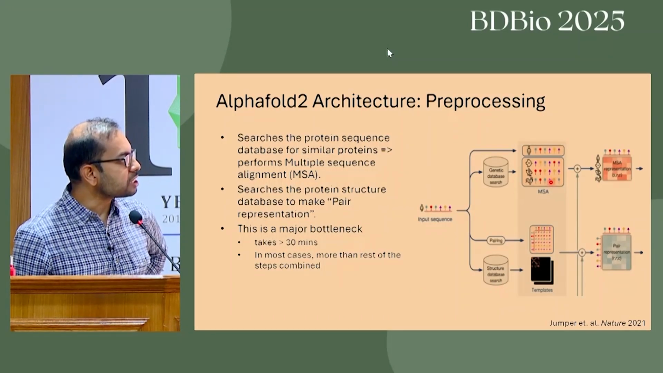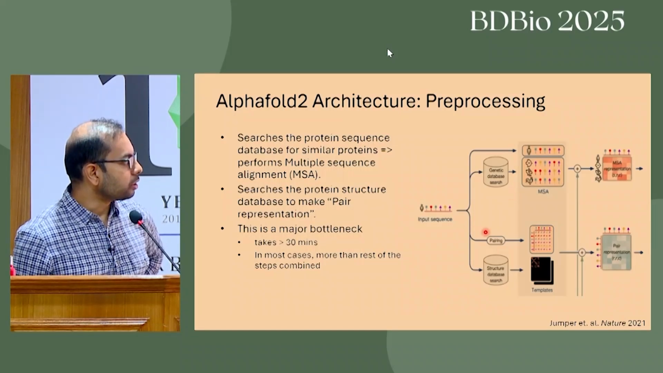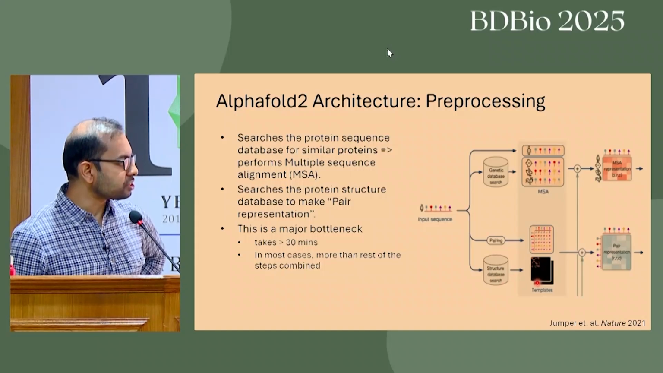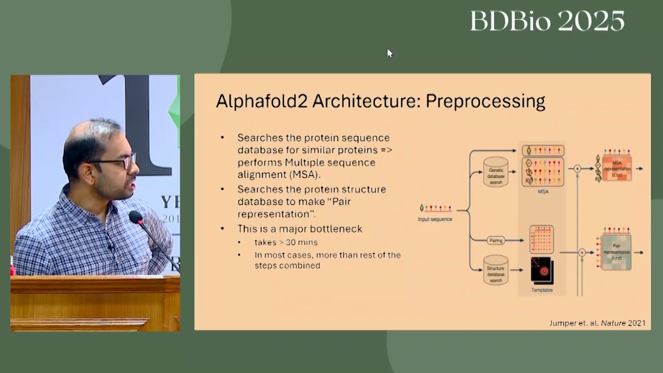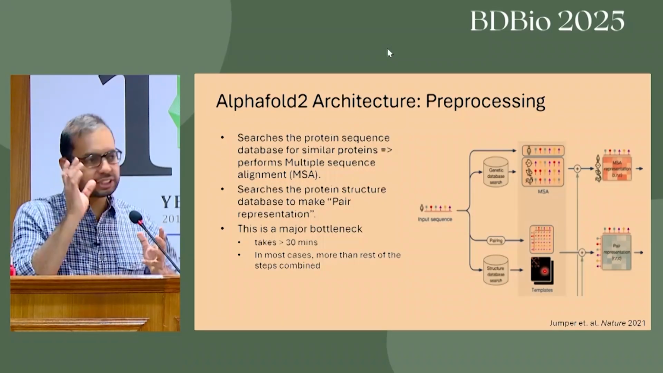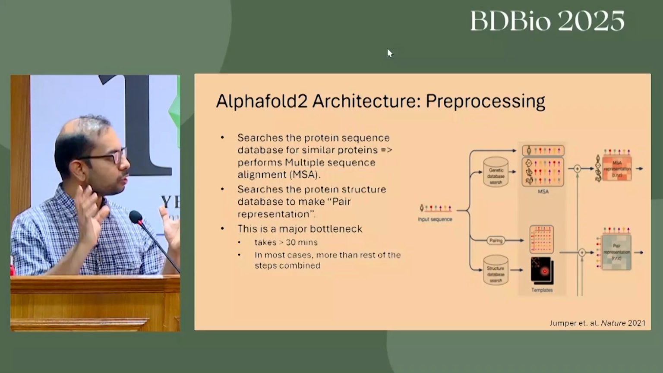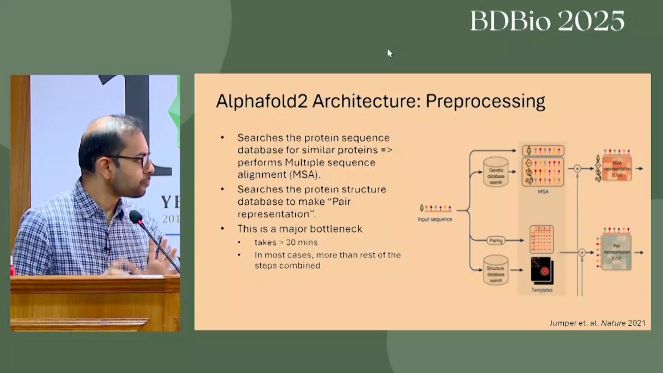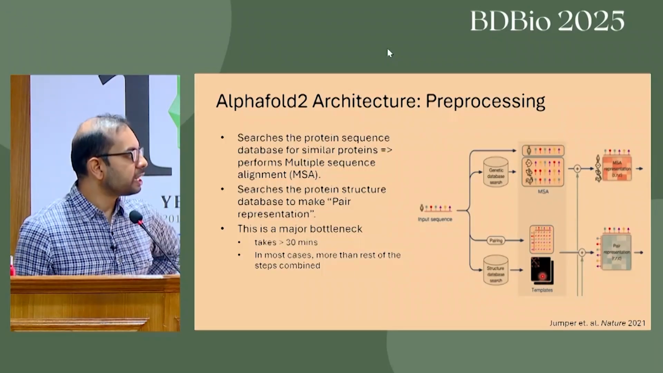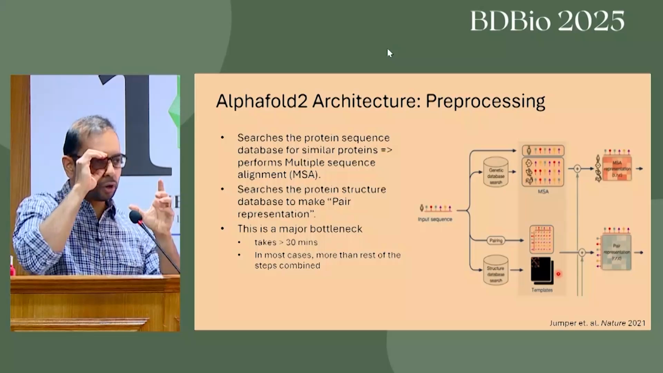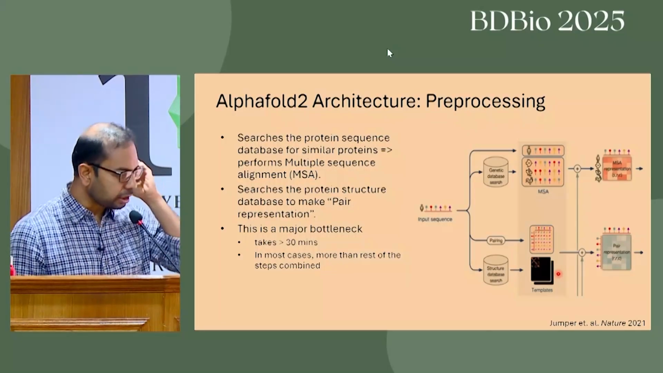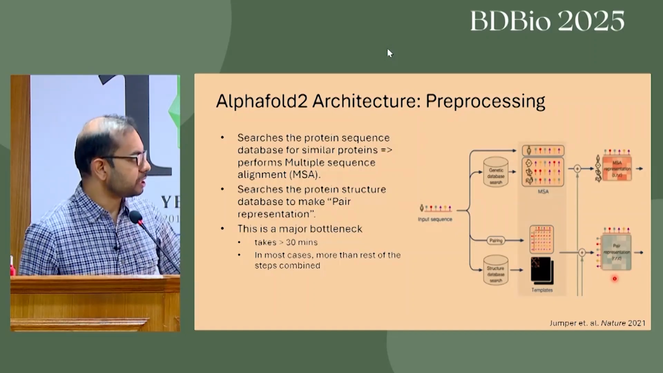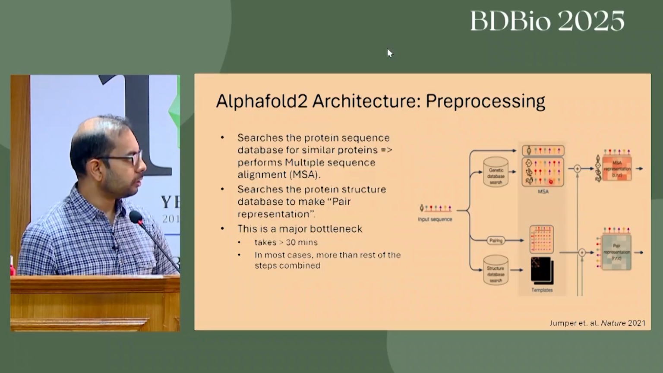They also do a structure database search. So for the sequences which are similar to the input sequence, they search in the structure database, get the structures, and use those structures as a template. So it's a template of the 3D structure. You already have some prior information that the 3D structure is going to look something like this. From this, they create that contact map or pairwise interaction, and these two things they use to create the final pair representation. So this is pre-processing.